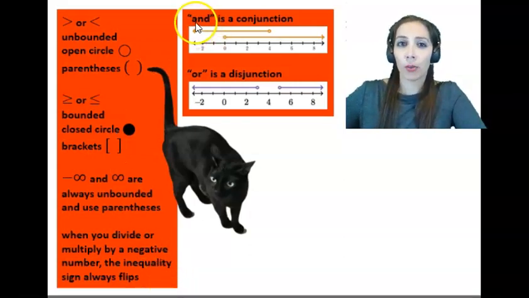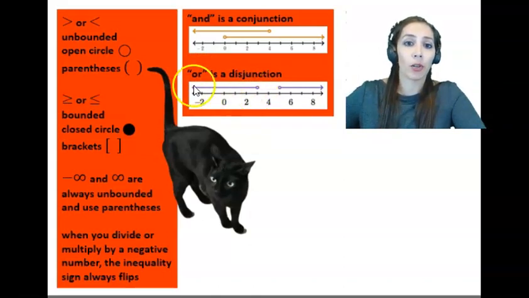When you have two inequalities that are connected by the word and, it is called a conjunction. A conjunction is true if and only if both of those inequalities are true, meaning the solution will be the part where both inequalities are covered. A disjunction is when you have two inequalities that are separated by the word or.